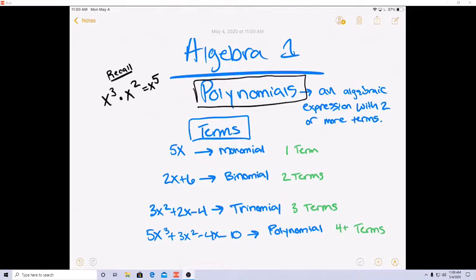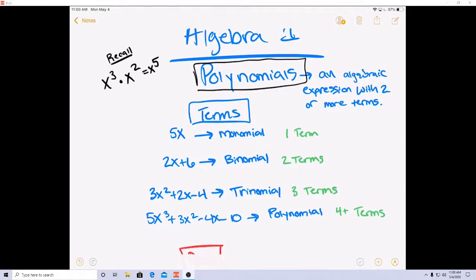Okay, so a polynomial, basically, it has multiplication, addition, and subtraction. Remember last week I said no addition or subtraction. Okay, so we have multiplication, addition, and subtraction going on, and it's an expression with 2 or more terms. And when you have terms, they're separated by addition or subtraction.